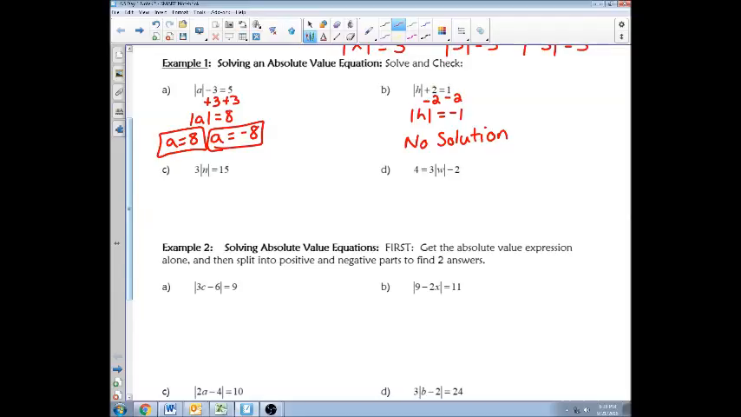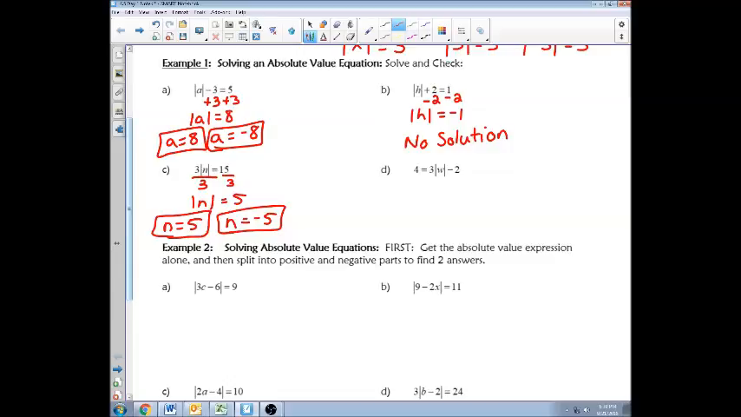On to C. First step, I want to get the absolute value by itself, so I'll divide by 3. So it's the absolute value of n is equal to 5. Here again, n would be equal to positive 5, and n would be equal to negative 5. Okay?